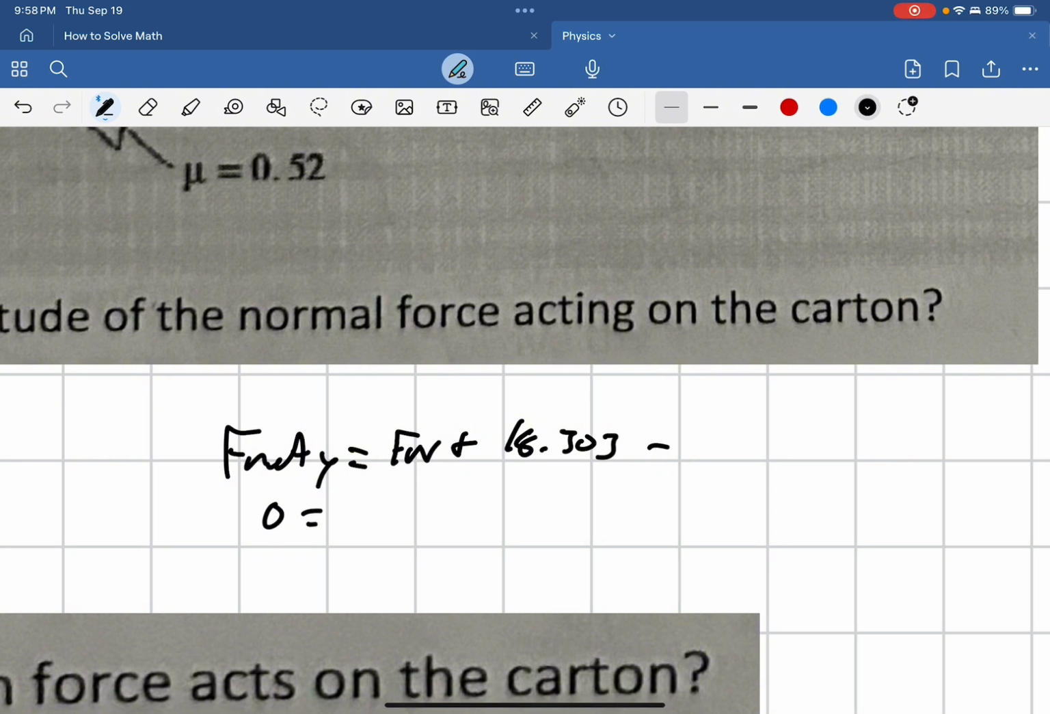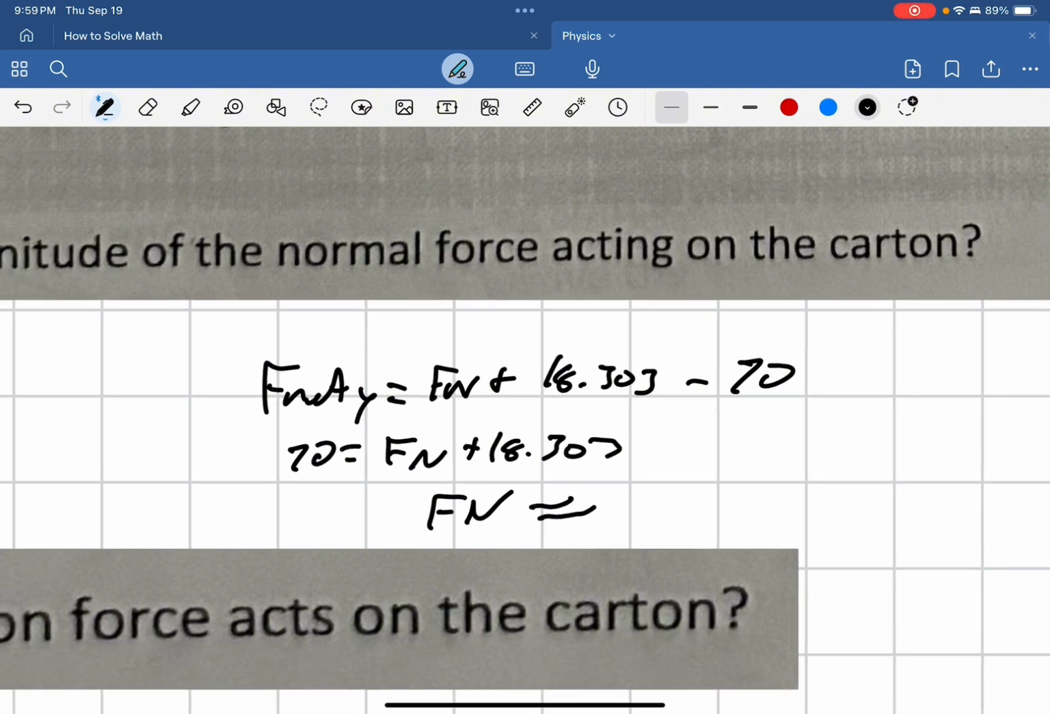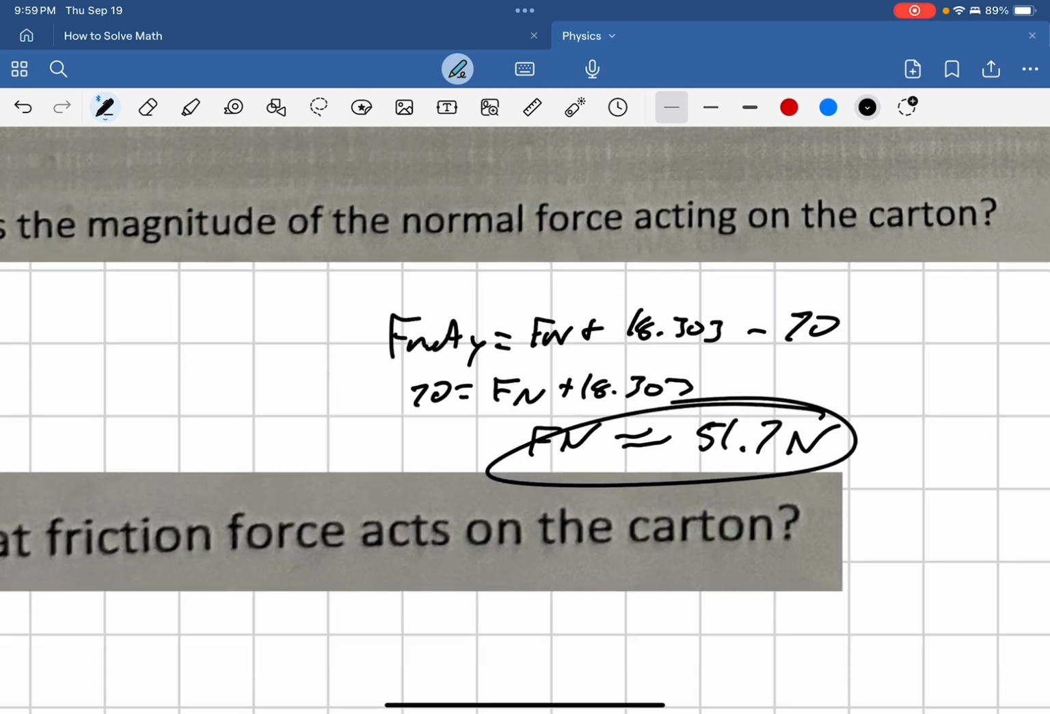Minus 70. Let me rewrite this, because we know it's 0. We move 70 to the other side: 70 is equal to F of N plus 18.303. Subtract 18.303 on both sides, and we get F of N. Let me bring the calculator here, because I'm tired of looking at my paper back and forth. That should give us around 51.7 newtons. There's your first one.